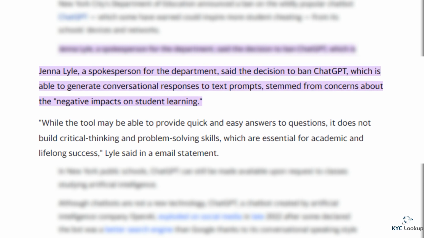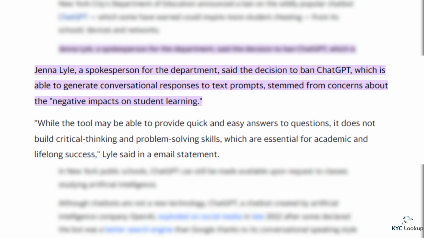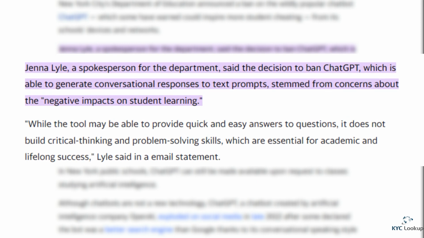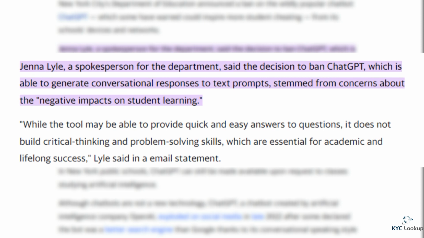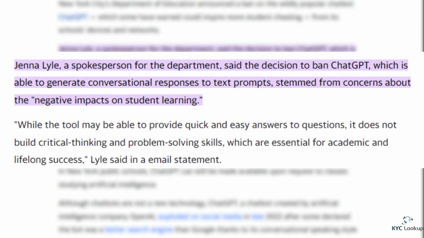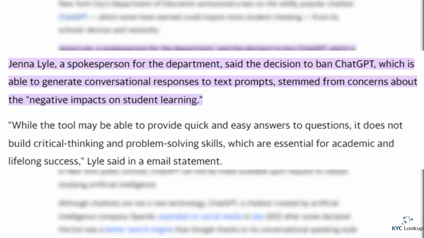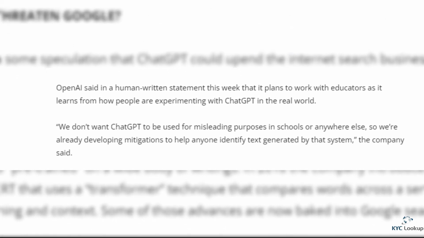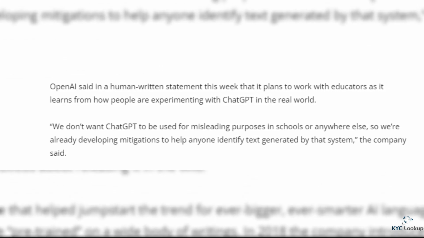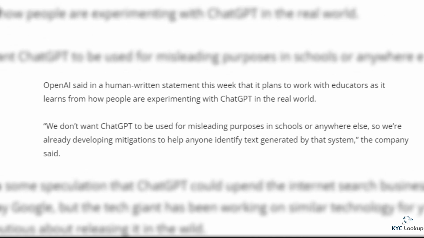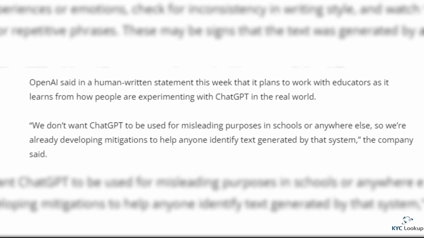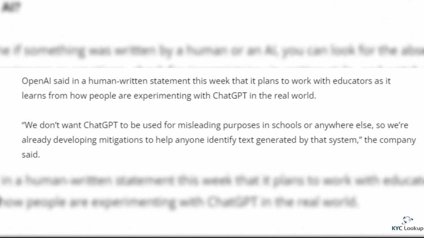While the tool may be able to provide quick and easy answers to questions, it does not build critical thinking and problem-solving skills, which are essential for academic and lifelong success. A spokesperson for OpenAI responded with, "The company doesn't want ChatGPT to be used for misleading purposes in schools or anywhere else, and that they are already developing mitigations to help anyone identify text generated by that system."